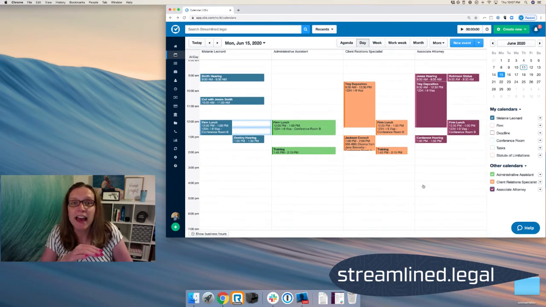Now I'm seeing everything that I saw before in that one firm calendar, but it's so much easier to read because now I know what my associate's doing, I know what my client relations specialist is doing, my administrative assistant, myself. I know what everyone's doing, and I can see them right next to each other, right? But now I can see what it actually is. Okay, this is a deposition, this is a hearing, this is our firm lunch.